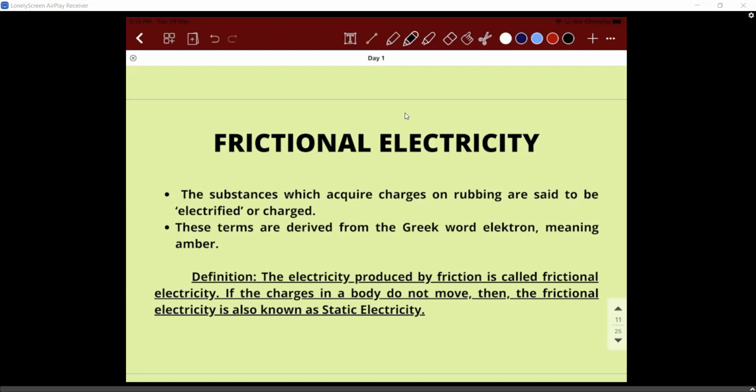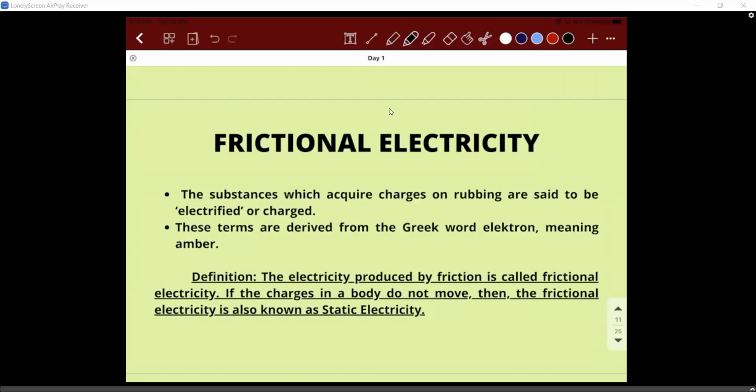Based on this, if you try to give a definition to frictional electricity, what can you say? Electricity, I told you, right? Electricity means only charge. Okay, don't get confused next time. So electricity produced by friction is what is called frictional electricity. It's like a compound noun. Okay, frictional electricity. And those charges that you have produced, if they do not move, unlike what happens in current electricity, you call it static electricity. That is why he used the word static electricity. Shubham, what you told is right. I hope you're able to connect the dots, right?